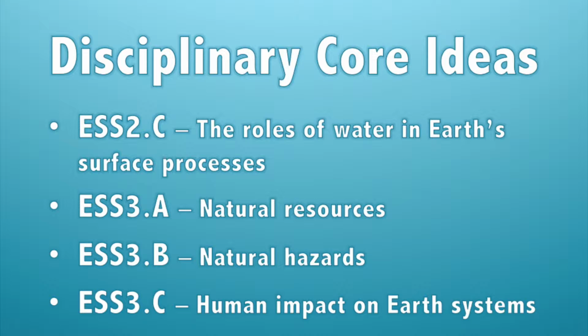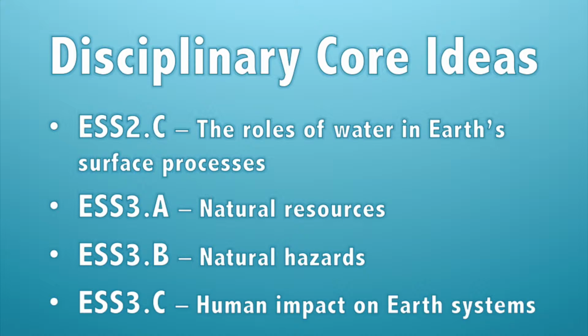The second standard that our model touches on is ESS3.A, natural resources. The water found in the Great Lakes is a natural resource that humans use, therefore falling into this category. The third disciplinary core idea is ESS3.B, natural hazards. Flooding is considered a natural hazard that we can manage as humans, however, we cannot eliminate this.